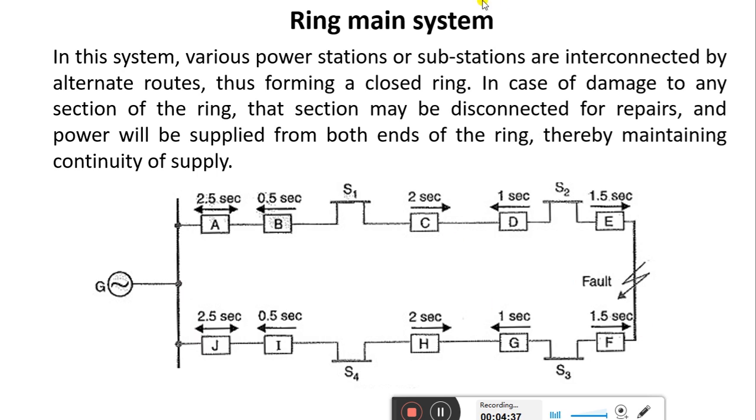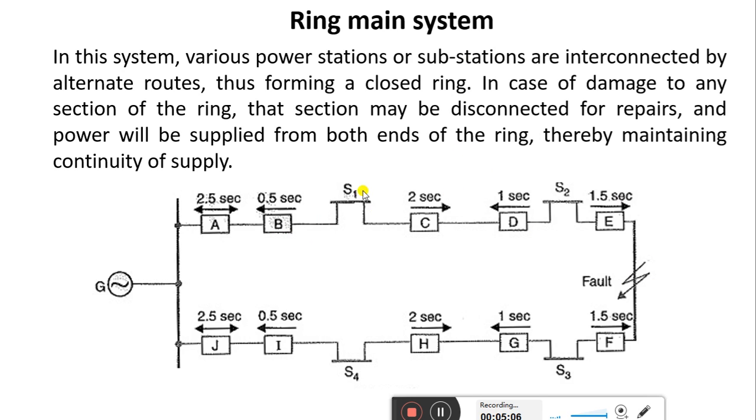So what do we observe from this? We observe that if you move from the generating station through the top feeder and come back through the bottom feeder to the generating station, each relay has been given a setting in decreasing order, that is, the time setting decreases.